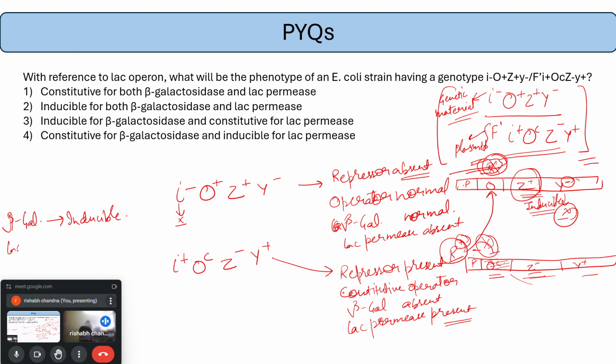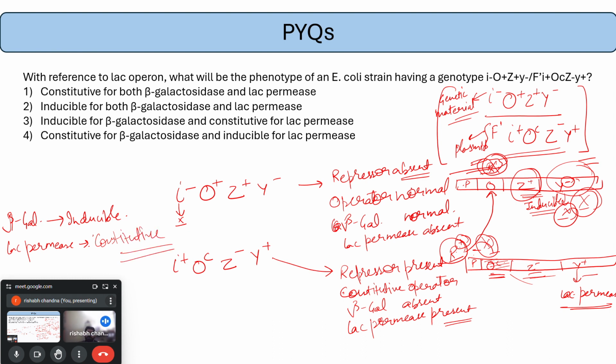and then we have lac permease. We'll see about the lac permease. In the genetic material part, there is no lac permease, so no question about the lac permease. Because here it's a constitutive operator and the repressor cannot bind in the plasmid genome, the lac permease that will be produced will be constitutive, because there is no hamper or regulation in its production.